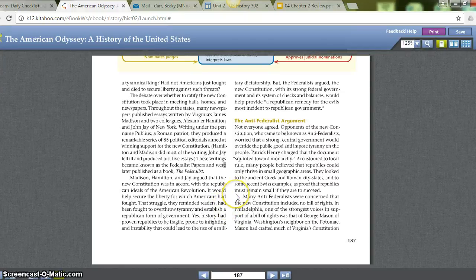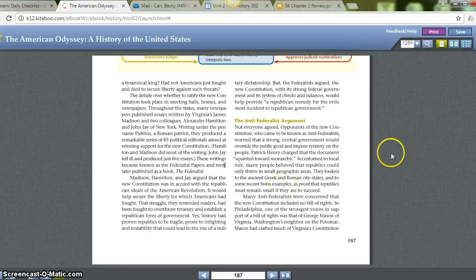Madison, Hamilton, and Jay argued that the new Constitution was in accord with the Republican ideals of the American Revolution. It would help secure liberty, for which Americans had fought. That struggle, they reminded readers, had been fought to overthrow tyranny and establish a Republican form of government. Yes, history had proven republics to be fragile, prone to infighting and instability that could lead to the rise of a military dictatorship. But the Federalists argued the new Constitution, with a strong federal government and a system of checks and balances, would help provide a Republican remedy for the evils most incident to Republican government.